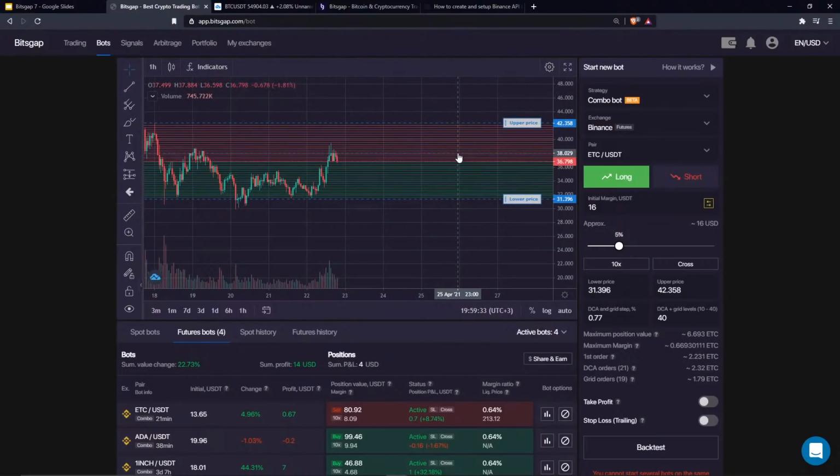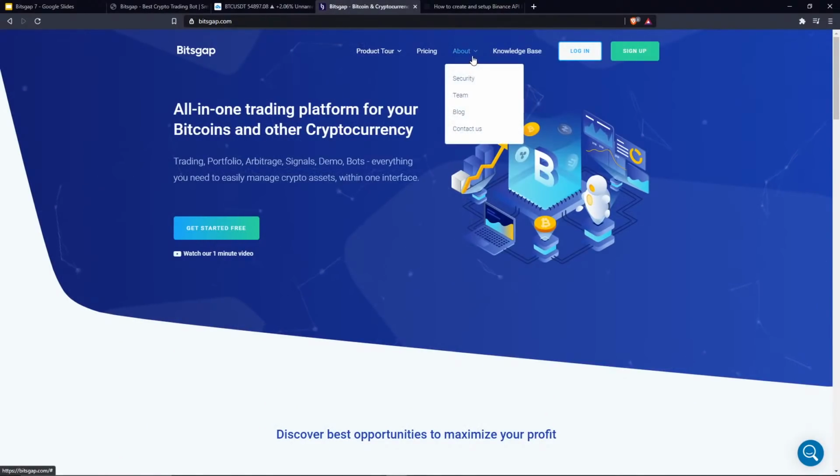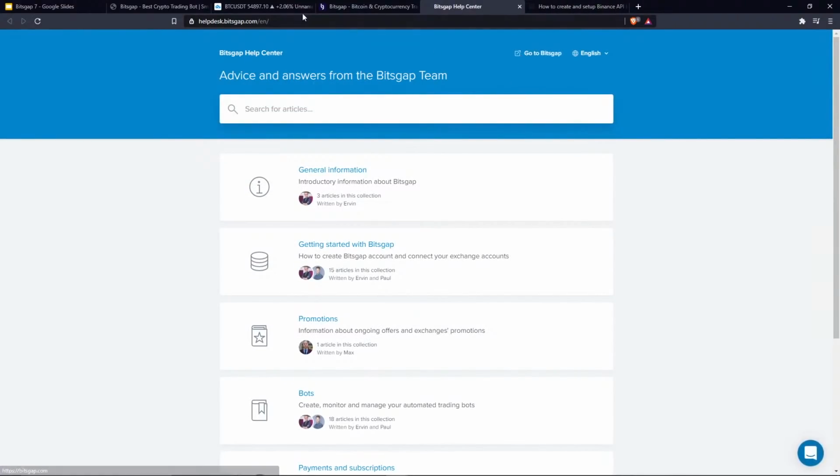And of course we have the article coming soon, and we also have the full explanation of how to launch the combo bot with long and short strategies in the help desk here at Bitsgap. As you go to the knowledge base, we have it here for you, so don't forget to use it.